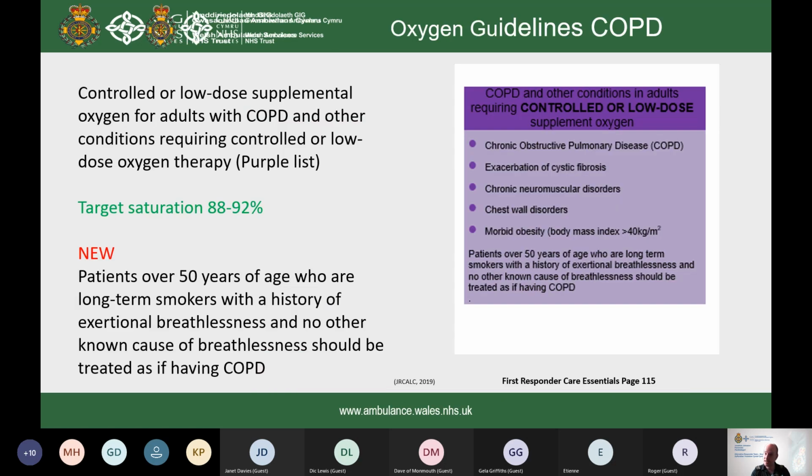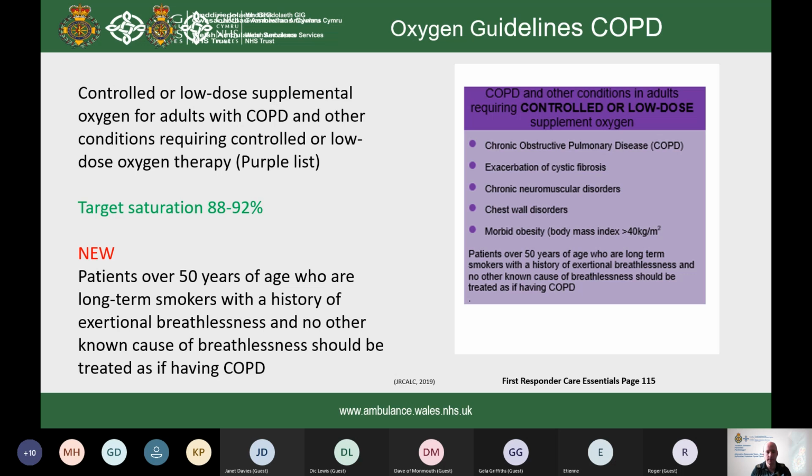So from last year's CPD, the clinical updates in the oxygen guidelines. We know for COPD patients, they have low dose supplementary oxygen with a target range of 88 to 92%. So what's new is we now treat the patient as if they've got it.